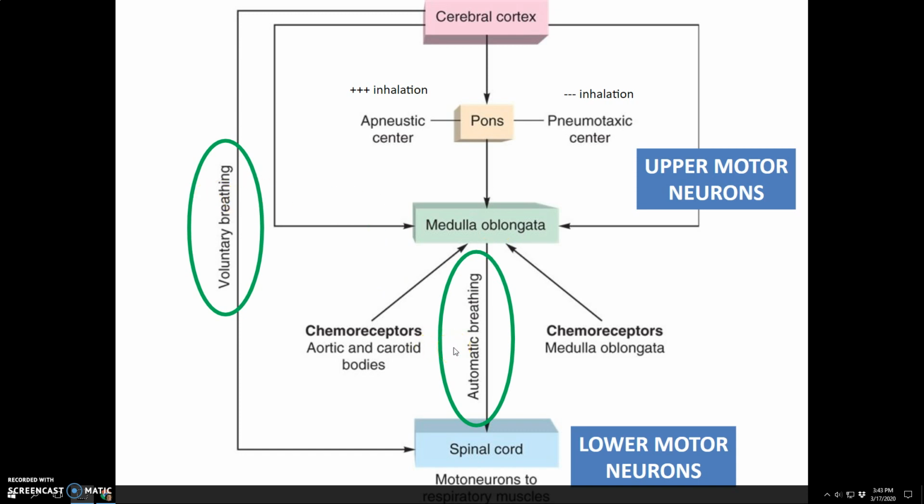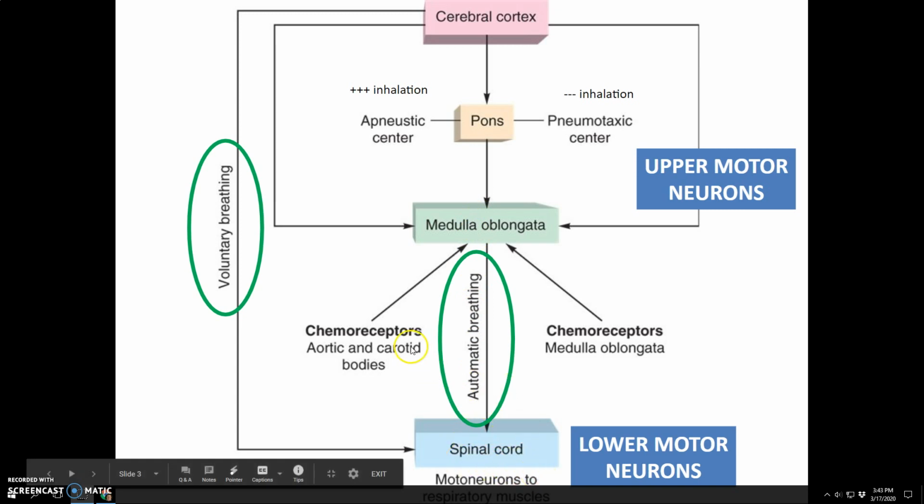The next piece here is that the medulla oblongata is itself triggered to cause those downstream triggers to the lower motor neurons because of information that it receives from cells called chemoreceptors.